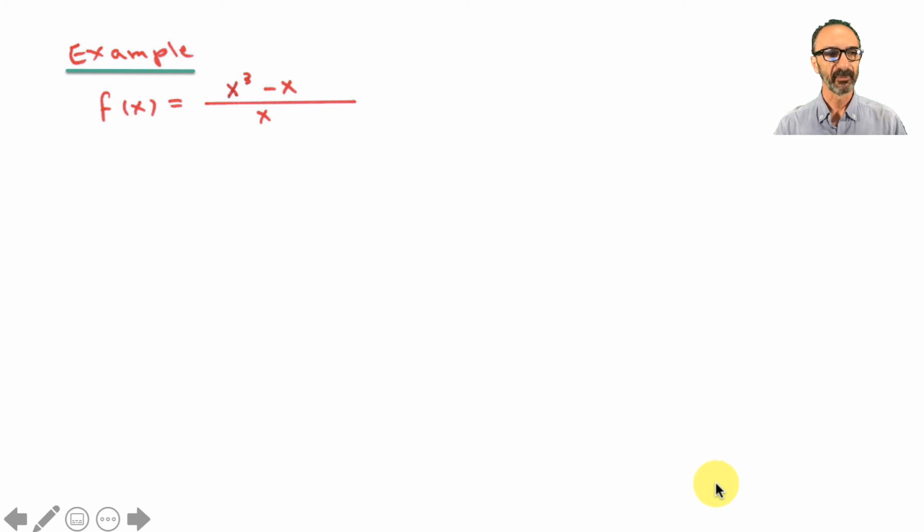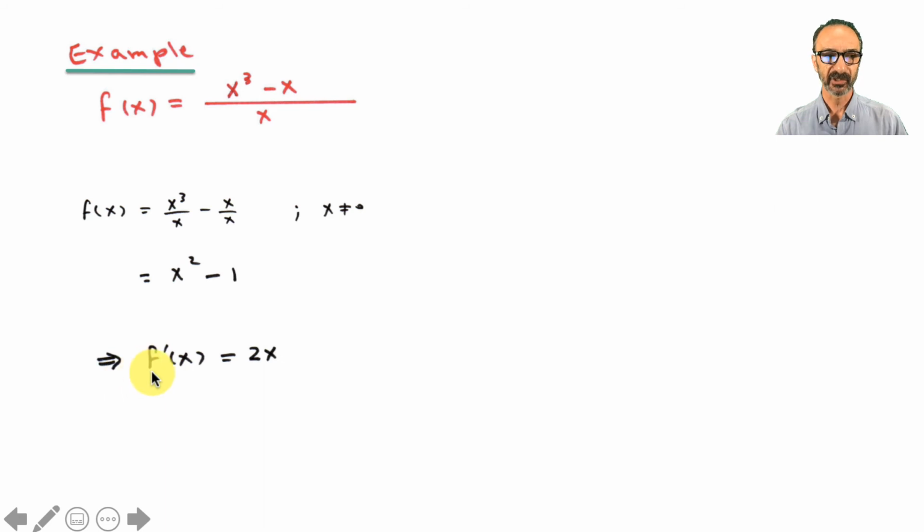Here's another example: x cubed minus x, over x. If you use the distributive property, you divide this by this and this by this, assuming that you can, which means x cannot equal 0, it's out of my domain. I get x squared minus 1, because we don't have a quotient rule. So we have to handle it with what we have. First derivative: 2 comes up front to the power 1, and this goes to 0, so we're done.